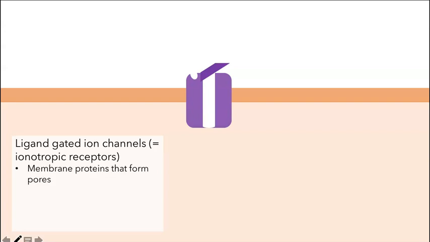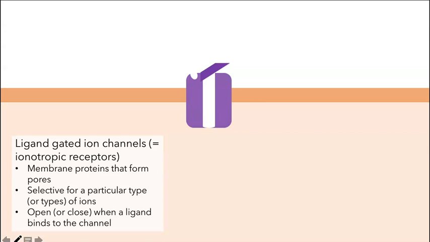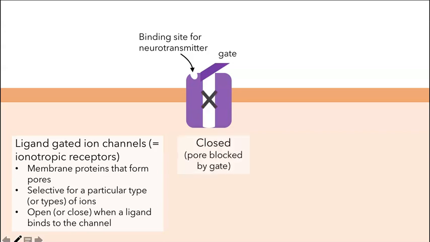These are membrane proteins that form pores. They're selective for a particular type of ions. The nicotinic acetylcholine receptor lets through mostly sodium, but it will also allow through potassium and calcium. And these channels are going to open or close when a ligand, in this case the transmitter, binds to the channel. So here's our ligand gate. It's blocking the flow of ions through. Here's a binding site for the neurotransmitter. And in the absence of any neurotransmitter, the channel's closed.